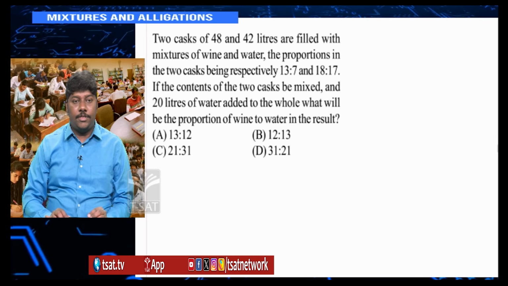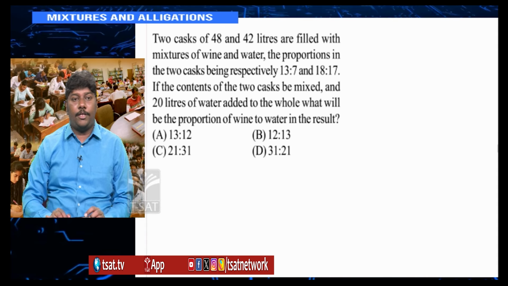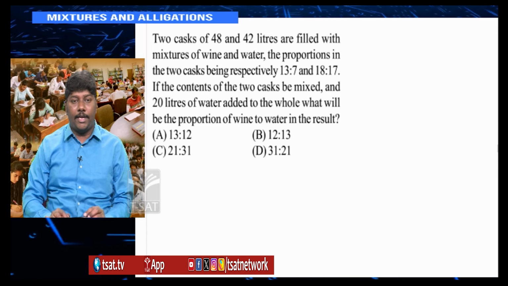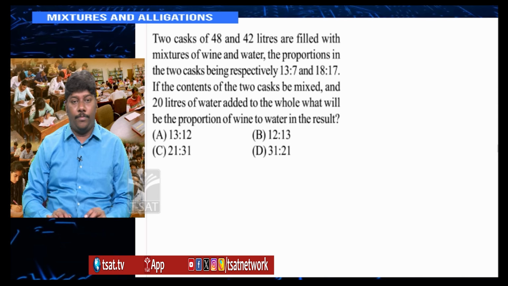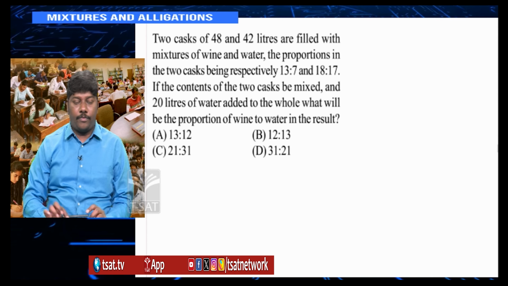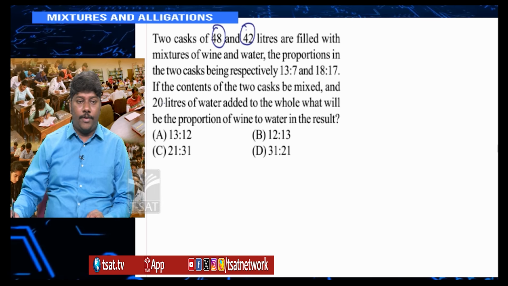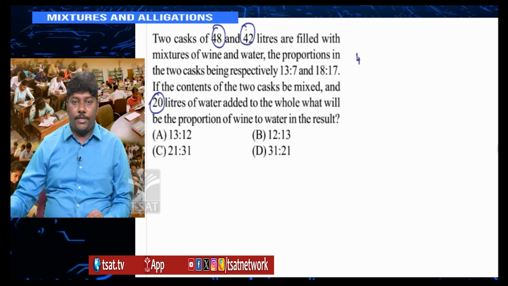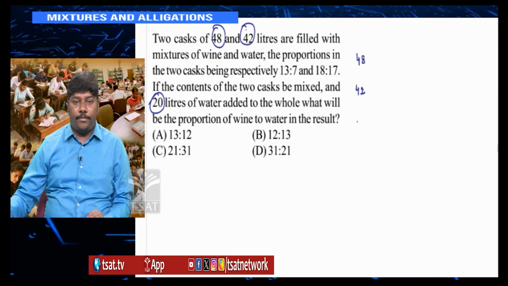Two casks of 48 and 42 liters are filled with mixtures of wine and water. The proportions in the two casks are respectively 13:7 and 18:17 of the contents. If the contents of the two casks be mixed and 20 liters of water is added to the whole, what will be the proportion of wine and water in the result? See here, you are adding these two to 20 liters of water. So, I would take 48 and 42, finally 20.